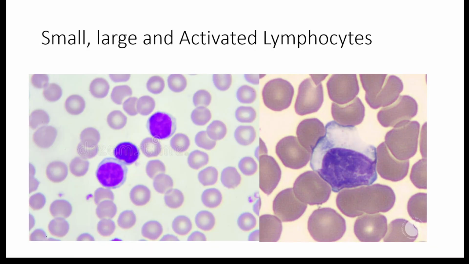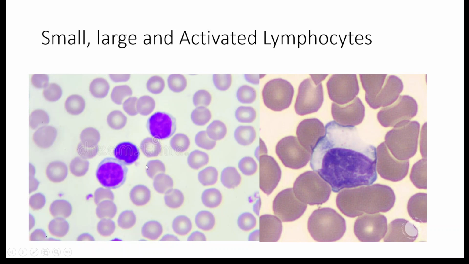The next series that we need to discuss is lymphocytes. Lymphocytes exist in three different forms: the small, the large, and activated lymphocytes. The classical description of a small lymphocyte is a small cell having a very high NC ratio, showing clumped heterochromatin with very faint rim of cytoplasm.